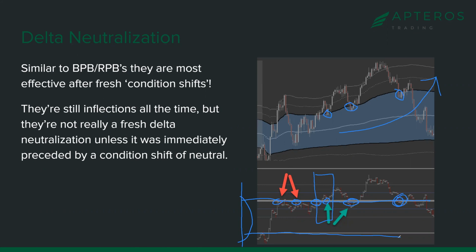So just like breakout pullbacks, the ones after fresh condition shifts are best. And if you're going to get imbalanced and leave that area, you shouldn't be dealing with more delta neutrals. Those are not going to be as good of signals, right? It's actually signifying a form of weakness in that market.